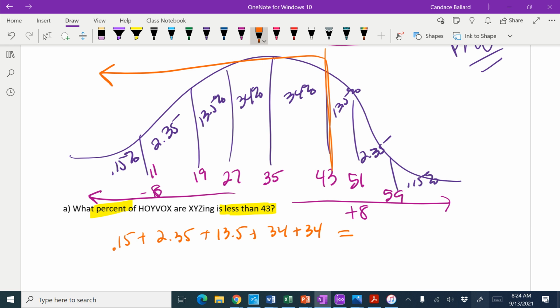All right. Go into Desmos. Do that for me real quick. Don't call it out yet. Give everybody a chance to actually do the calculation.